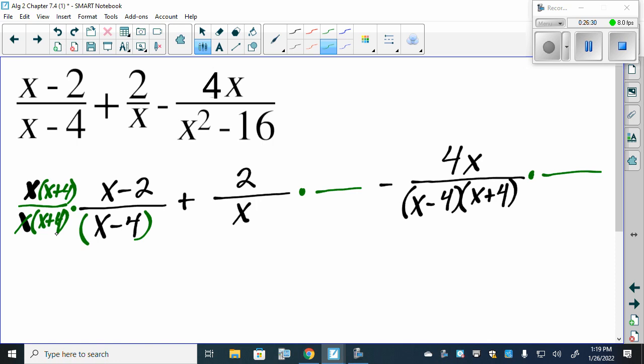So the first one, as I wrote that, the x minus 4 on the bottom is missing an x and an x plus 4. So to get all three to be the same, we needed an x plus 4 and an x. Now let's look at the middle one. Well, it only has an x. So what is it going to miss? What is it missing?